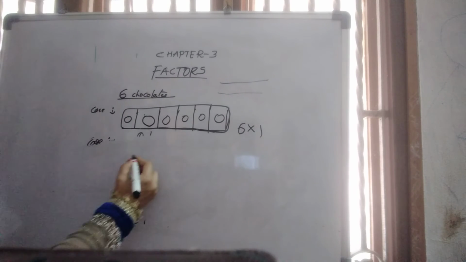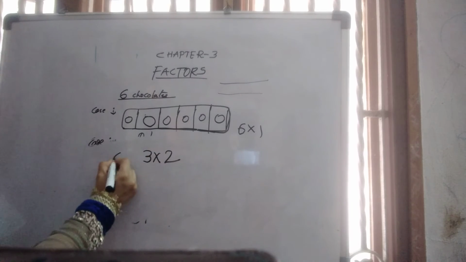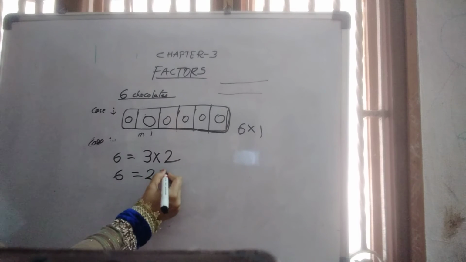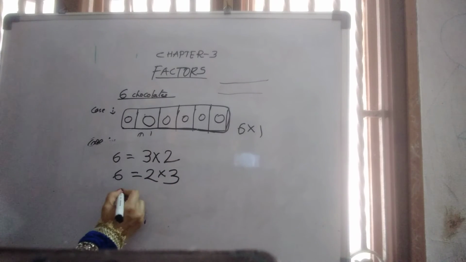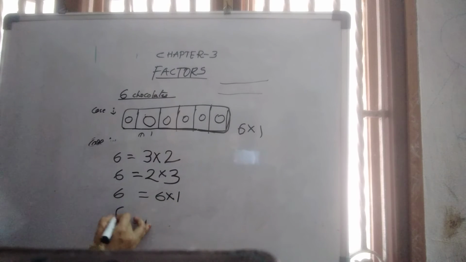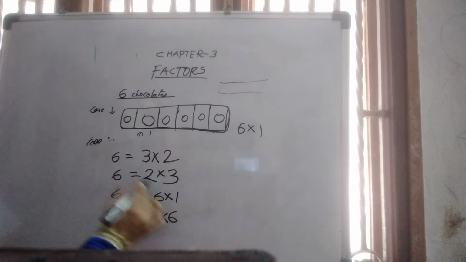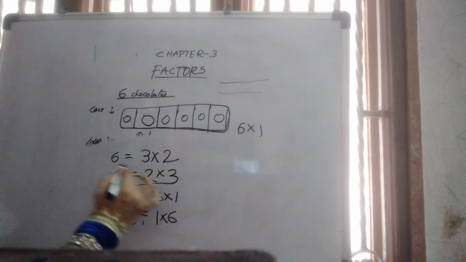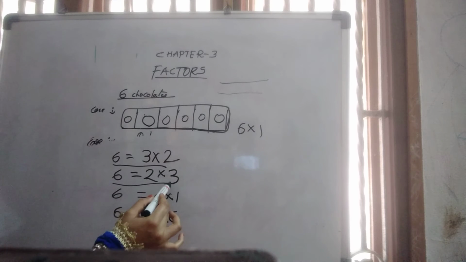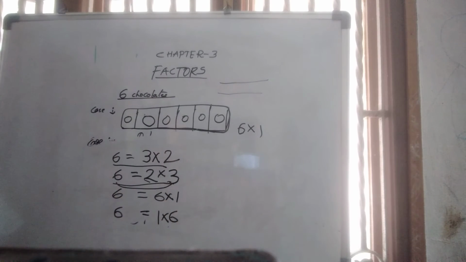We take 3 columns, 2 chocolates. The other possible case: 2 columns and 3 chocolates. The next case: 6 columns, 1 chocolate. In the other case: 1 column, 6 chocolates. From 6 equals 3 into 2 or 2 into 3, it can be said that 2 and 3 exactly divide 6. That means 2 and 3 exactly divide 6.